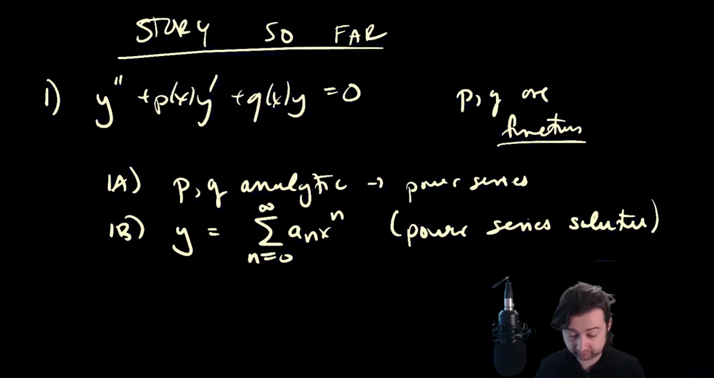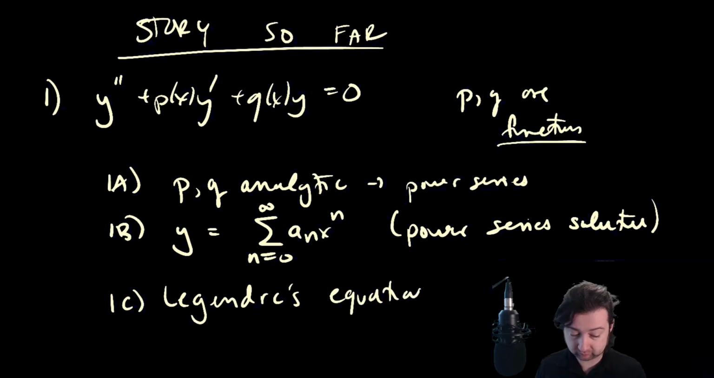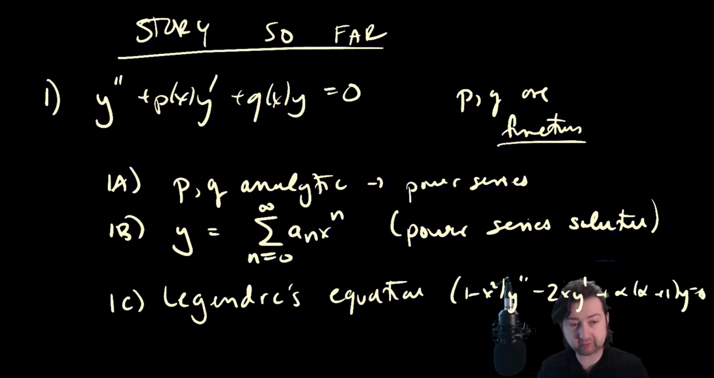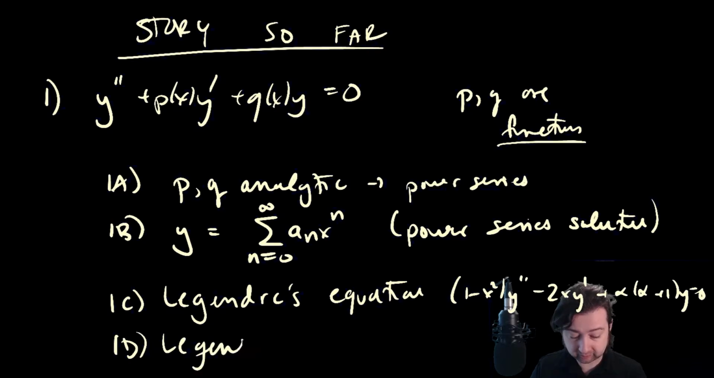And Legendre's equation looks like (1 - x^2)y'' - 2xy' + α(α + 1)y = 0. This is an equation that can be solved at 0 using series methods, and when you do that, the last thing that we got was the Legendre polynomials and an expansion theorem.